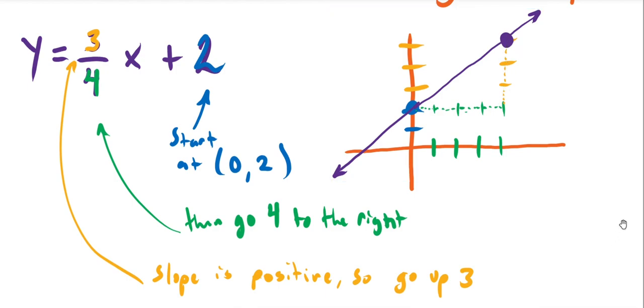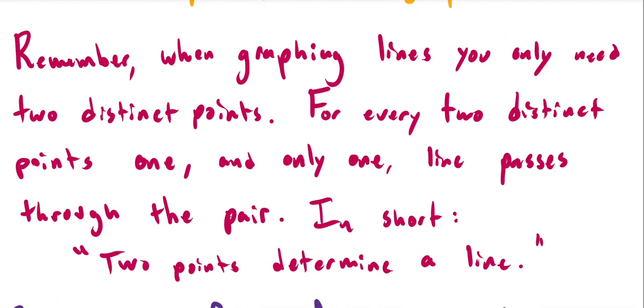So this is another good way to graph this line. Now, this is not true for things which aren't lines, but it is true for things which are. When you're graphing lines, you only need 2 points. For every 2 distinct points, there's one and only one line that goes through those 2 points. In other words, we say that 2 points determine a line.